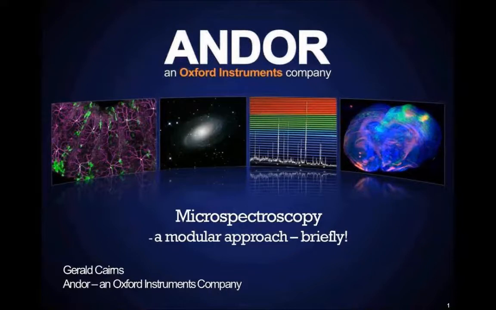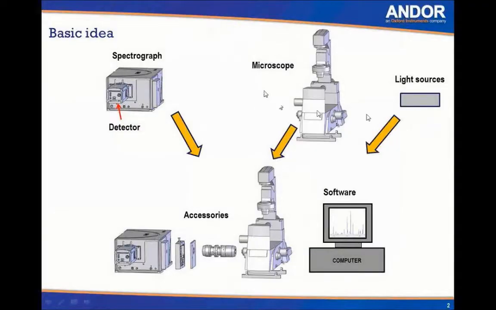I will give a brief overview of the components of a modular system and relate what ANDOR is providing in this regard. The basic idea is that we can take individual self-standing components, such as a microscope and spectrograph, and integrate these into one functioning system. The two key additions that we need to enable this integration are the necessary mechanical and optical accessories and the software for the control of the whole system.